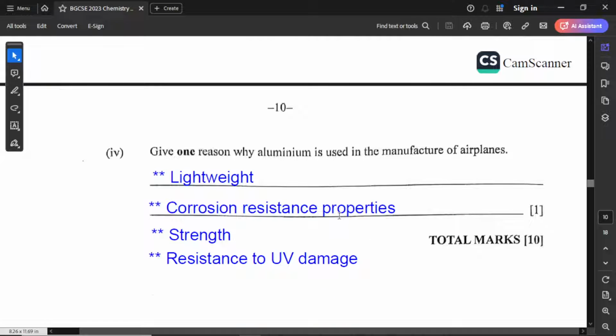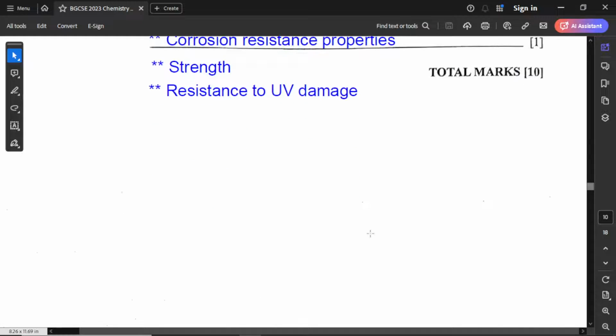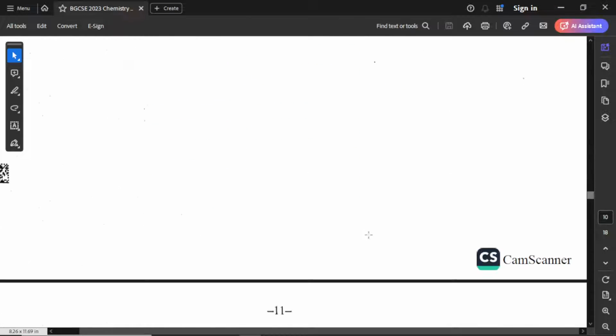Give one reason why aluminum is used in the manufacture of airplanes, and it is lightweight. Its corrosion resistance properties is also another one. Its strength, and also its resistance to UV damage, because remember it will be flying at a certain altitude and exposure to UV light, and so definitely it can resist damage from UV rays.